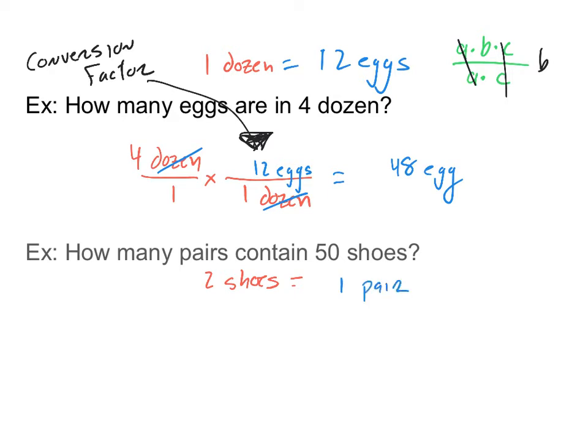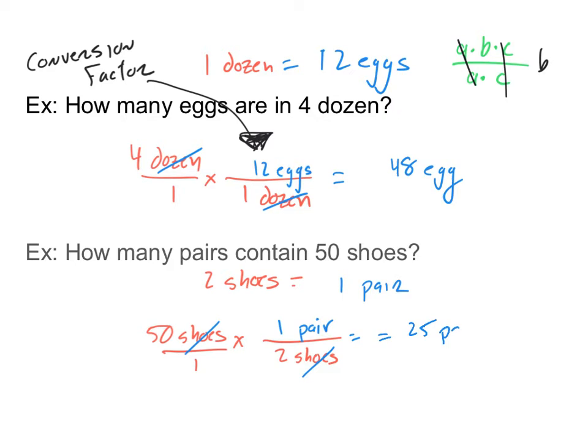So when I go ahead and set up my math problem to support this, I say that 50 shoes over 1. And then I'm going to set up my conversion factor so my unit of shoes cancels out. So I'm going to put 2 shoes on the bottom, and I'm going to put 1 pair on the top. And so when I look at my problem, I'm going to cancel out what I can cancel out. So I'm going to cancel out the unit of shoes, and I'm going to take 50 divided by 2 in this case, and I'm going to be left with 25 pairs.